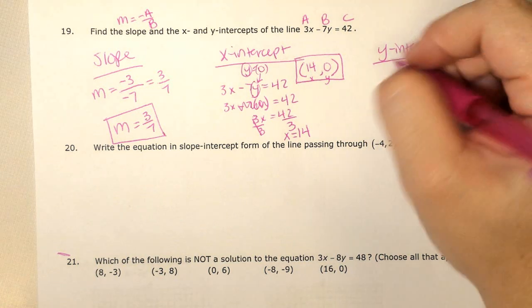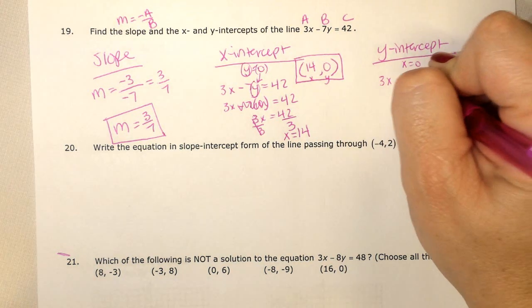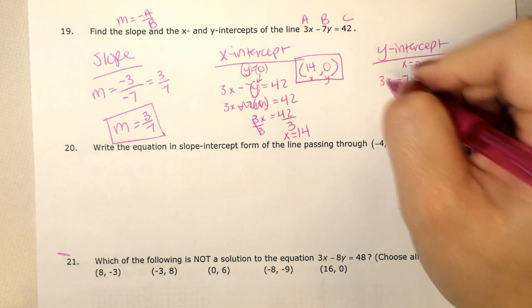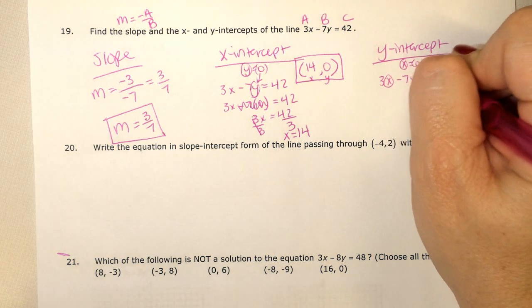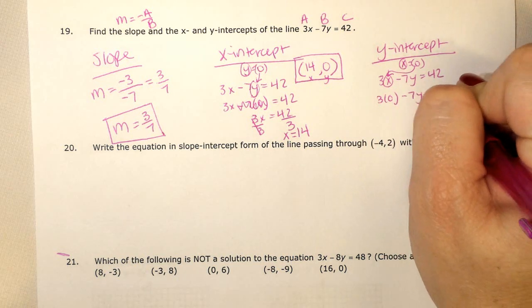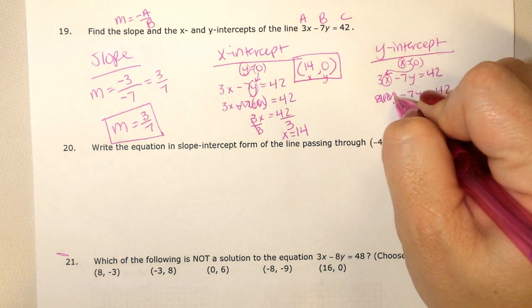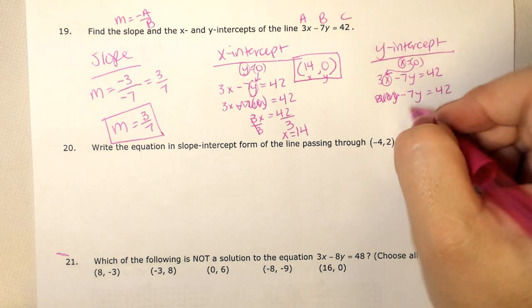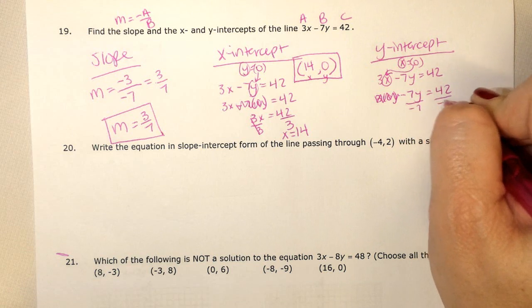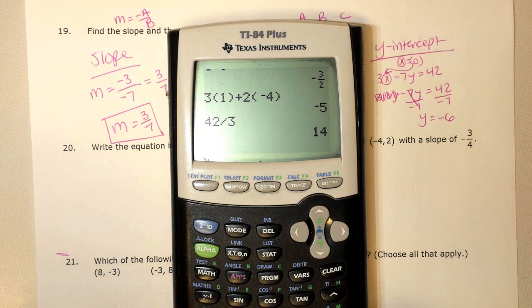Now the key to y-intercept, that's where x equals 0. So I'm going to do the exact same thing. 3x minus 7y equals 42, and instead of x this time, I'm going to replace it with 0. So 3 times 0 minus 7y equals 42. Well, anything times 0 is 0. 0 minus negative 7y is negative 7y. So I'm going to divide both sides by negative 7, and I get y equals negative 6.